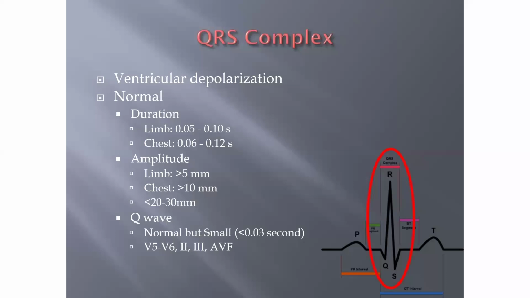In terms of the height, in the limb leads should not be more than 5 millimeters. 5 millimeters is 5 small boxes. In the chest should be not more than 10 millimeters, which is 10 small boxes. And of course, should not be less than 20 to 30 millimeters. In terms of the Q wave, normal but small should be less than 0.03 of a second. You seldom, by the way, see Q wave. By the time you're seeing a Q wave, sometimes it shows an evolving MI. So you need to be wary of that. And you see that in V5 to V6, lead 2, lead 3, and AVF.